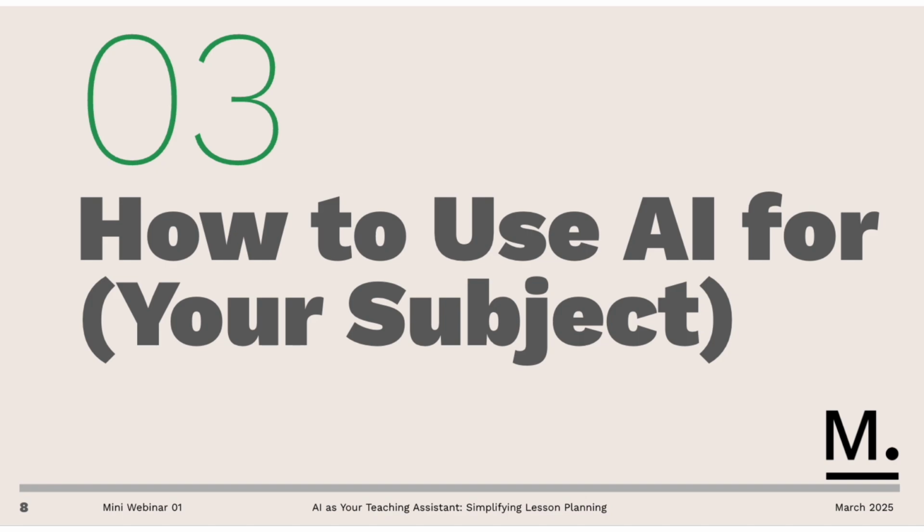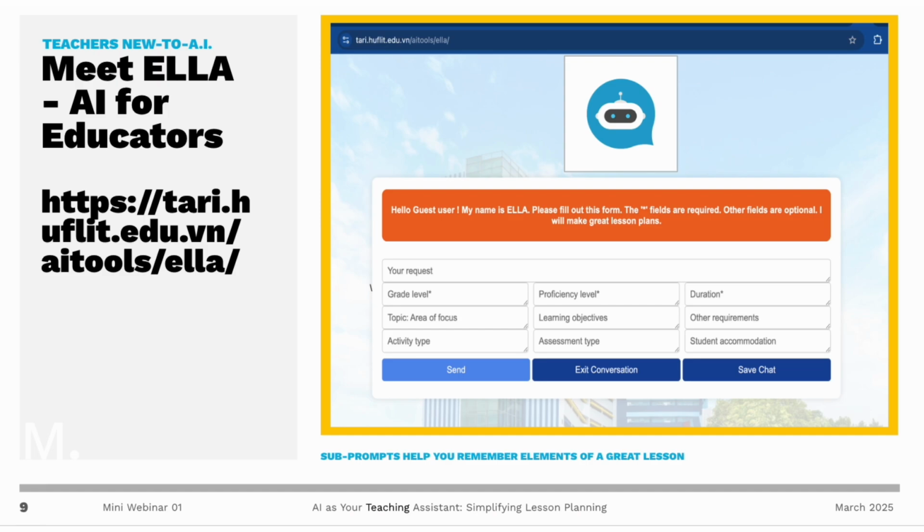So how do you use AI for your subject? Let's see AI in action by using the bilingual health education subject as an example. You will use your own subject and grades for your homework if you choose to practice. Now, for those of you who are new to ChatGPT, I recommend using this Ella chatbot, English language learner assistant. It's an AI assistant designed for teachers who are brand new to prompting.